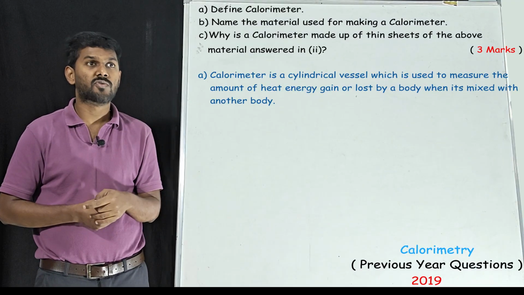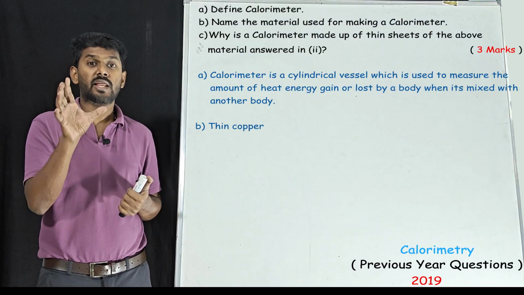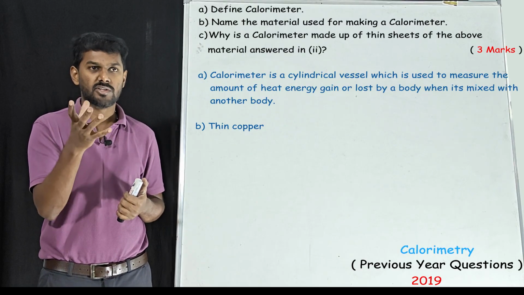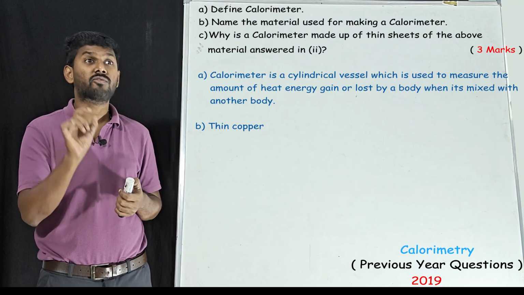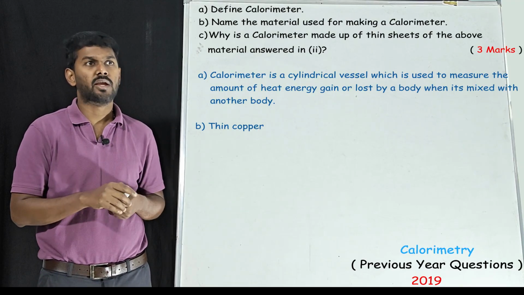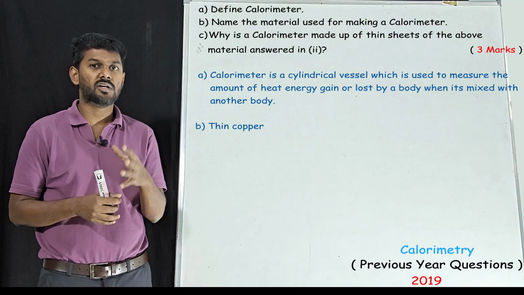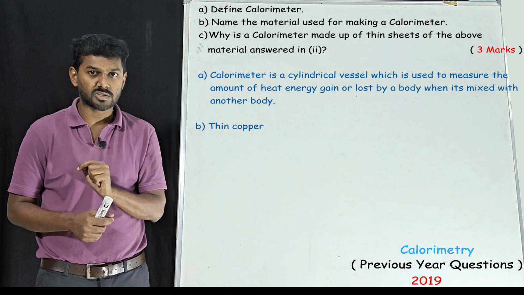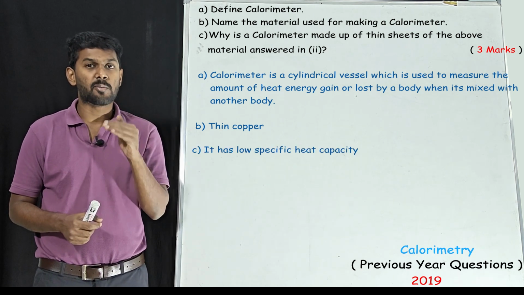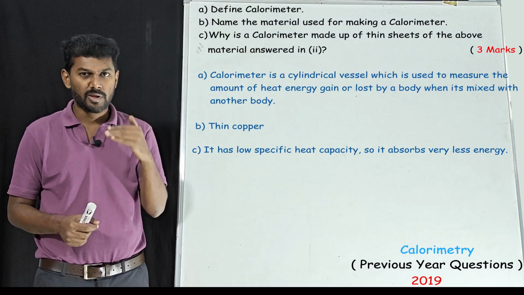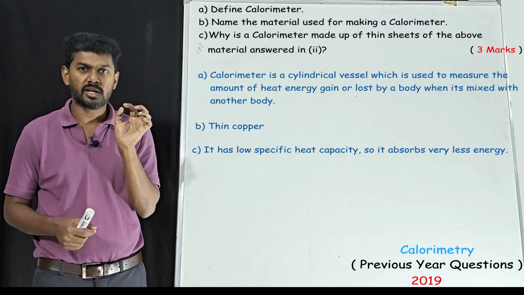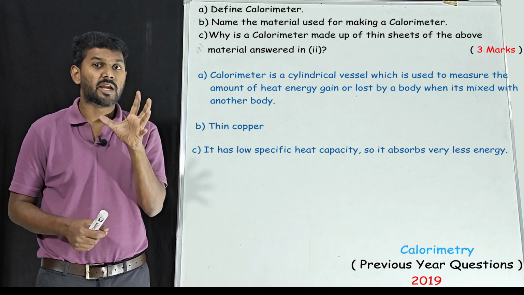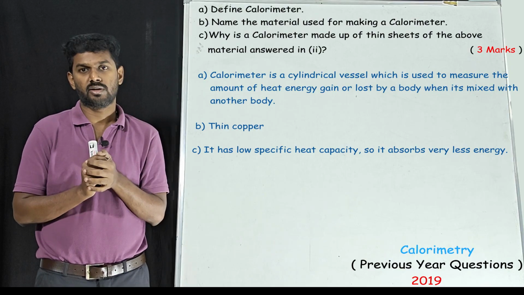Then name the material used for it. It has to be copper because it has less specific heat capacity. So not just copper, it is a thin copper vessel. Next, why is the calorimeter made up of thin sheets of the above material mentioned in the second question? In the second question we have mentioned we have to use copper and it should be thin copper. Why does it have to be thin copper? That is their question. If it is thin, its specific heat capacity will be less. Here specific heat capacity or heat capacity, both are okay. You can write any one. So it will be less. If it is less, it absorbs less heat energy from the liquid or mixture.